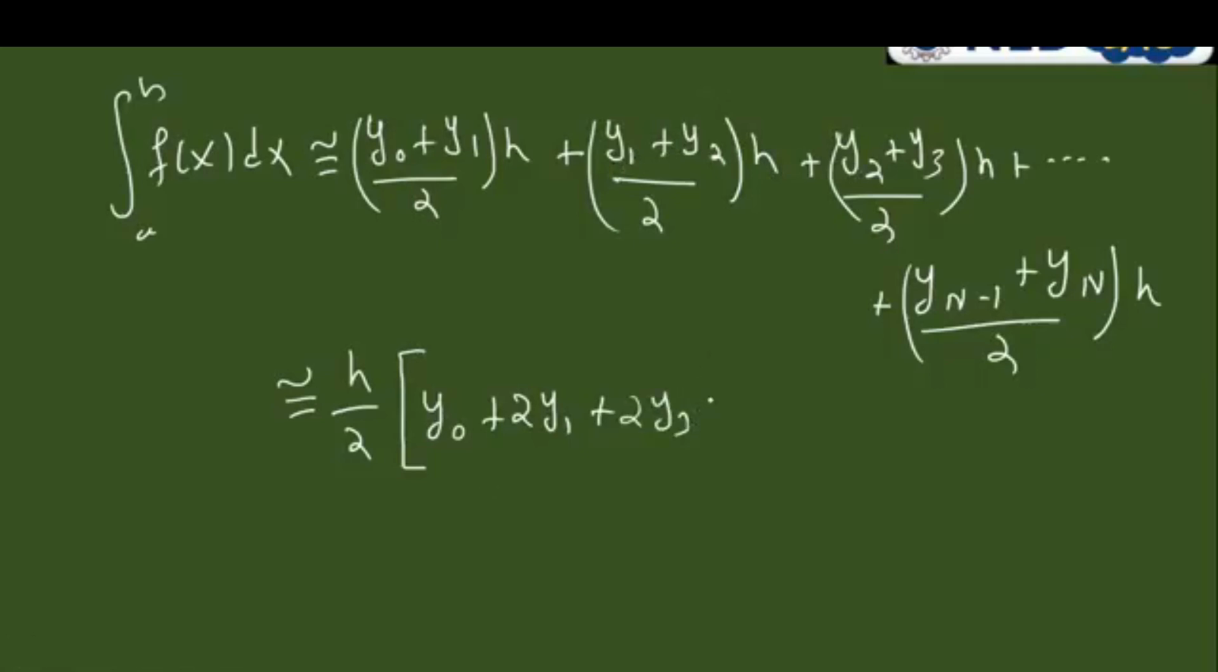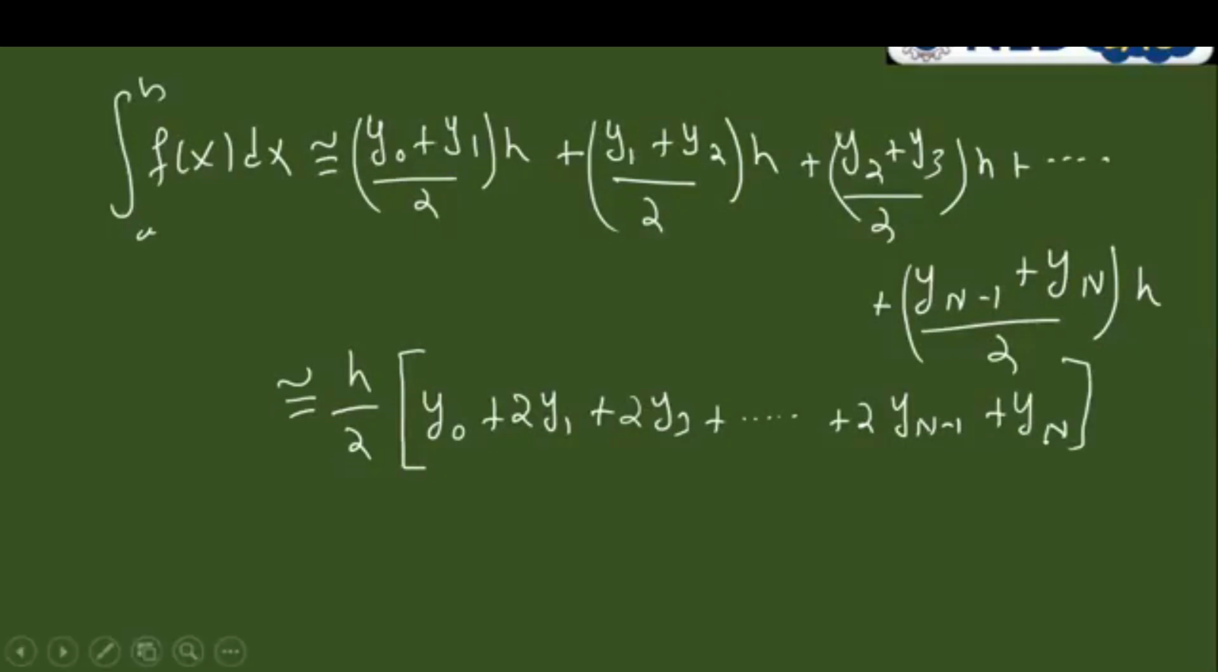All internal nodes will be multiplied twice in short. Continue till this is the first node of the last interval, and before that there also exists yn minus 1. So this will be 2 times yn minus 1 as well, and the last node is not multiplied twice because it is the last node. It is not counting as a twice.